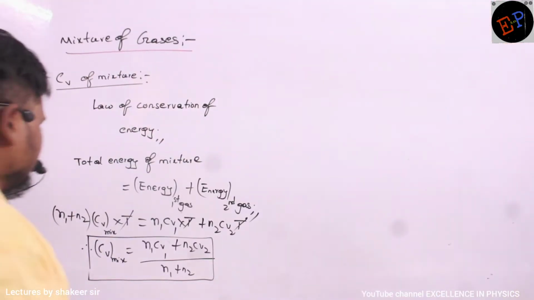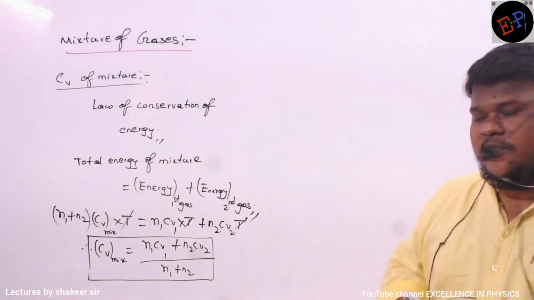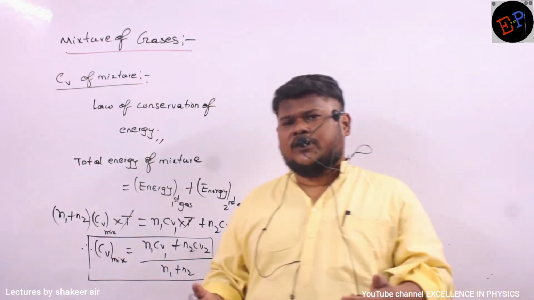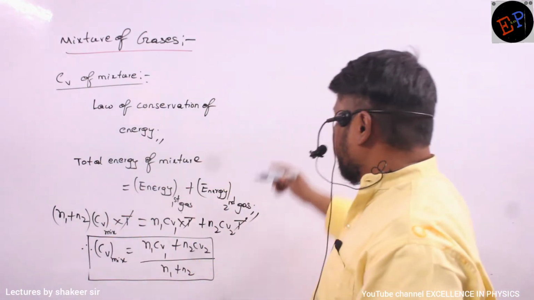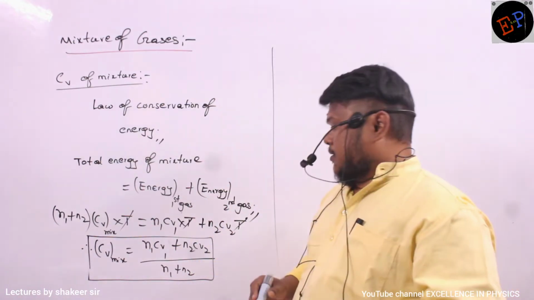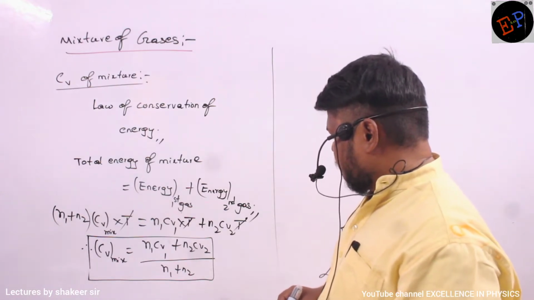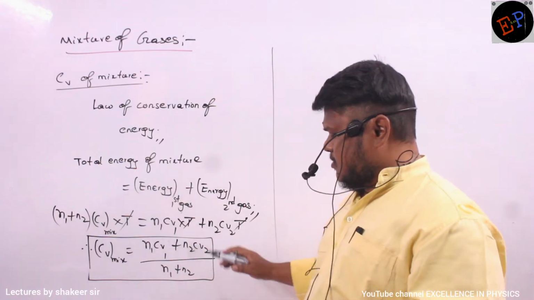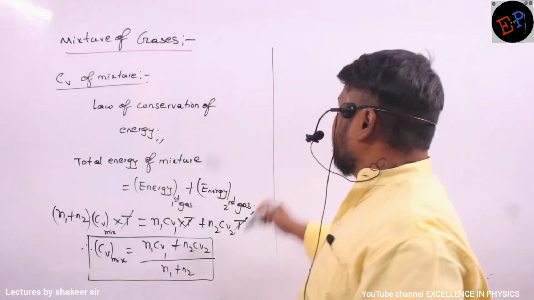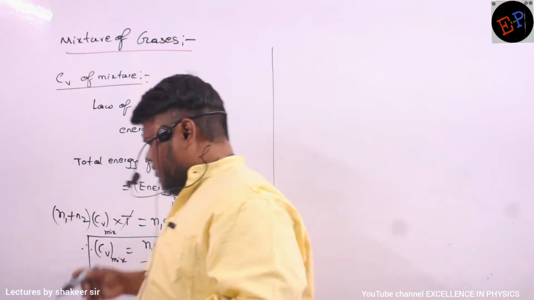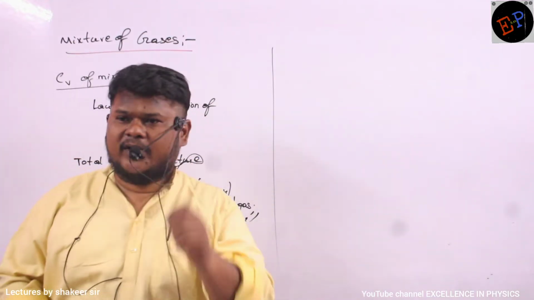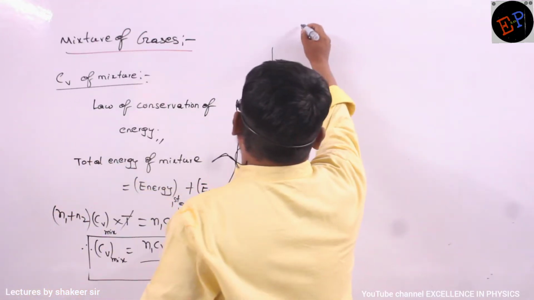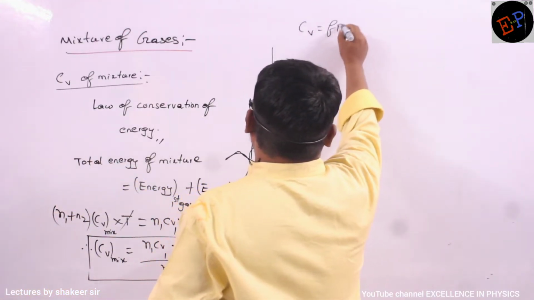Now see, Cv of mixture we have calculated. This formula you can use for any number of gases, not only 2 gases; 3, 4, 5, any number of gases. Now see, Cv1 is the Cv of the first gas, Cv2 is the Cv of the second gas. Cv value we have already written in terms of degrees of freedom. Do you remember the formula? Cv is equal to fR divided by 2.